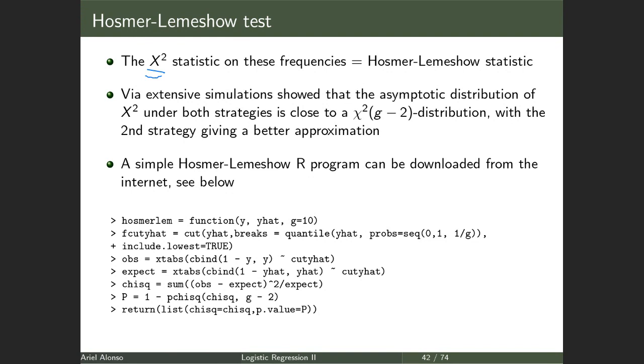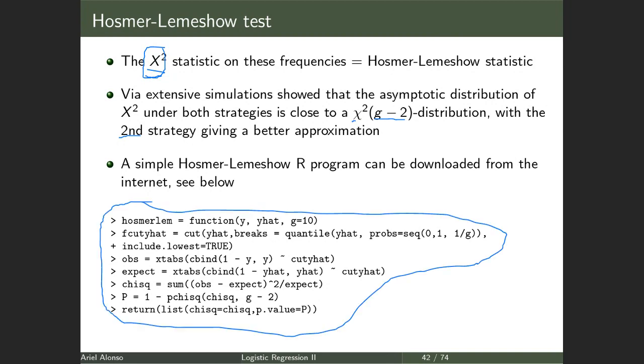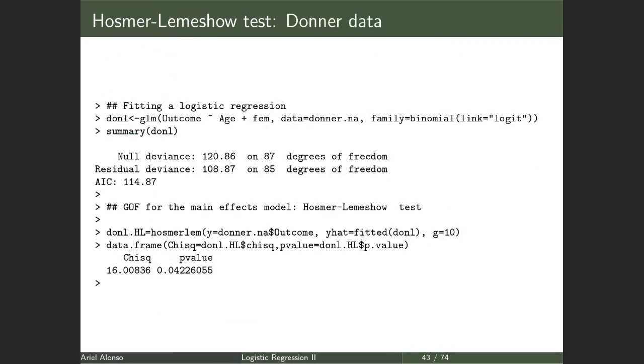Now, they did a lot of simulations, and they show via simulation that asymptotically, this Pearson chi-square statistic so constructed actually approaches a chi-square distribution with G minus 2 degrees of freedom. That's what they found. And they also found that creating the categories using strategy 2 gives a better approximation than using strategy 1. And this is the Hosmer-Lemeshow test. It's not implemented in R, but here I'm giving you a function. It's very easy to implement this in R. Just copy and paste that function and you got it.